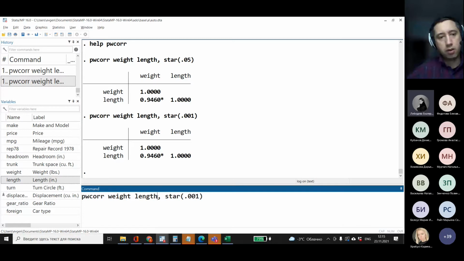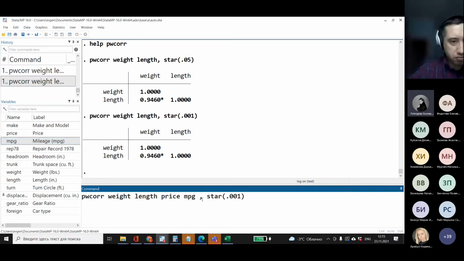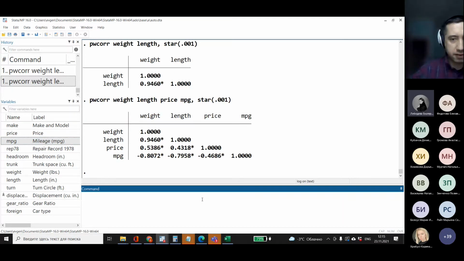Also, you can add more variables here. For example, you can add price, you can add mileage. All of these variables are continuous, and Stata will calculate correlation coefficients. And look, for example, here, some correlation coefficients are negative, some positive. This is an example of a correlation matrix.